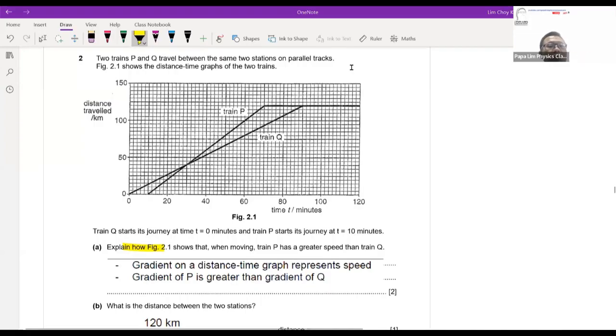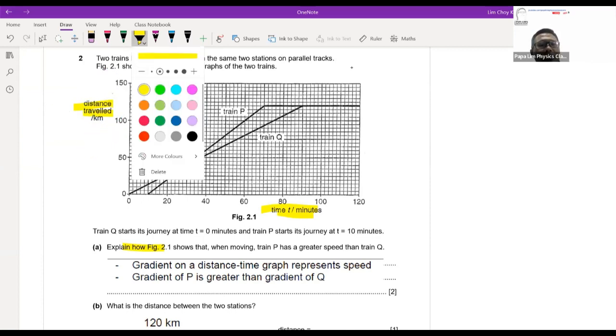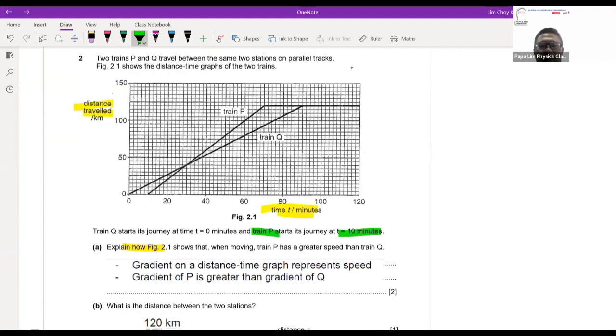Now, for question 2 here, we have a kinematics question, but one interesting thing is that usually for a kinematics question, the graph given is always a velocity time graph or speed time graph. But for this particular question, we are looking at a distance time graph. Remember, this is a distance time graph, so don't mention anything about acceleration derived from the graph. The other interesting thing is that train P actually starts 10 minutes later. That's why graph P starts 10 minutes later at this particular point here.